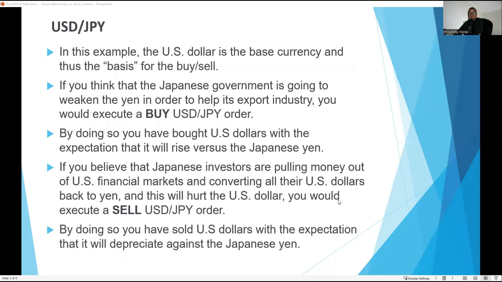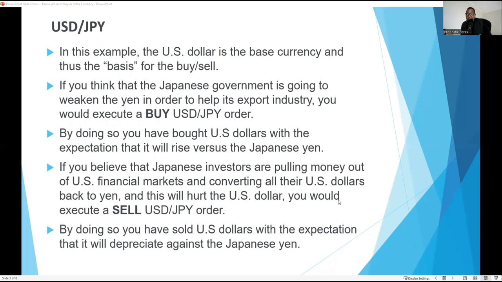Of course, I want to come up with another example here. Let us get into it even deeper now. USD/JPY, and the US dollar there is our base currency, and it will be the basis of how we buy and sell. Again, if you think that the Japanese government is going to weaken the yen in order to help its export industry, you would execute a buy for the USD/JPY. By doing this, you have bought US dollars with the expectation that it will rise versus the Japanese yen.